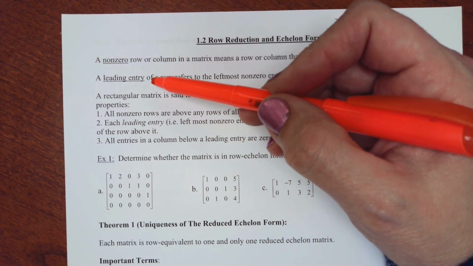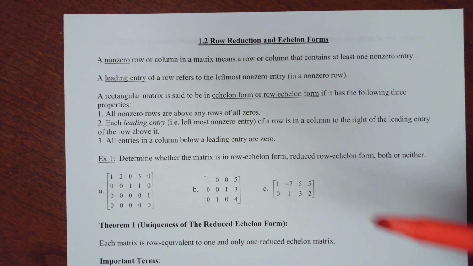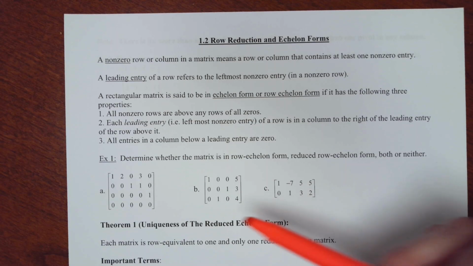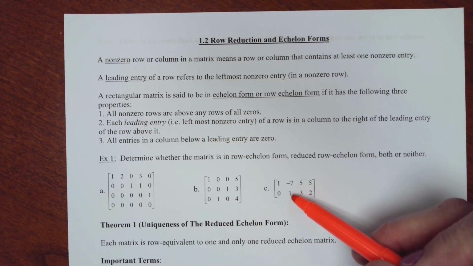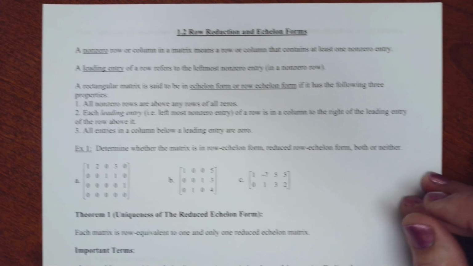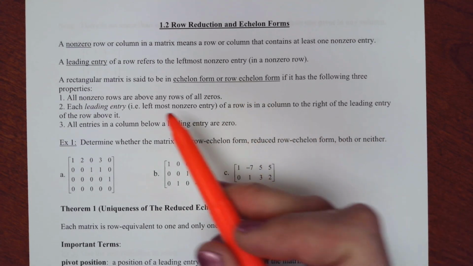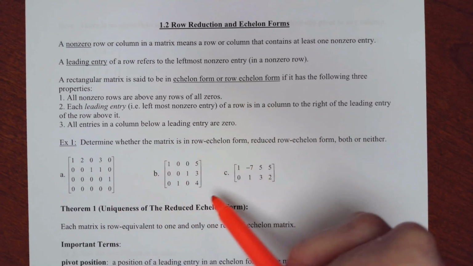A leading entry. A leading entry is like the first non-zero number. So like this is a leading entry in here. That one's a leading entry. This one's a leading entry. That one right there. Okay. So something is said to be in echelon form or row echelon form if it has these three properties. So I'm going to talk about these down here.